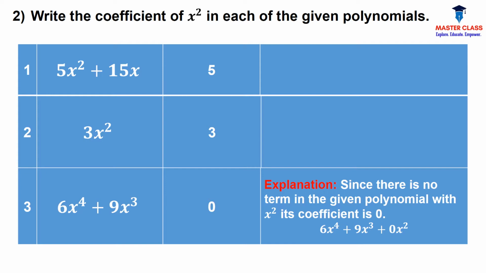The second expression given is 3x square. If we observe the term 3x square, we will see that the constant 3 is multiplied by the variable x square. Therefore, the coefficient of x square is 3.